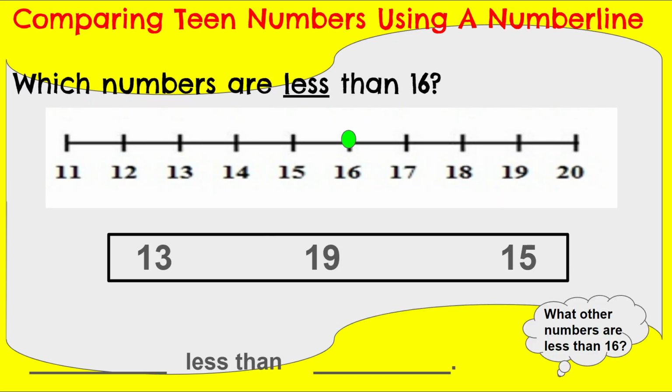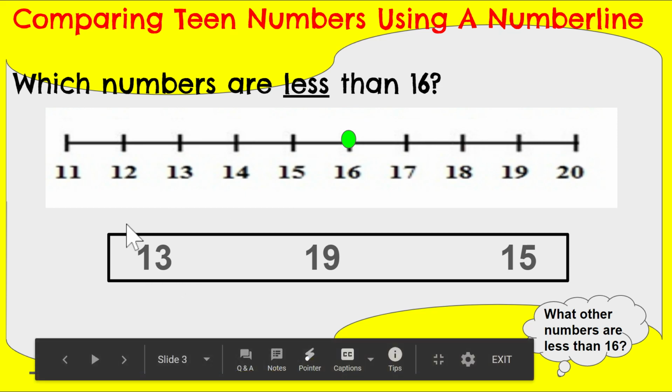So here's our number line. First, we have to read our question and find out what is it asking. Which numbers are less than 16? So we see our green dot is on the number 16 on our number line. So anything over here to the left are my numbers that are less. These numbers on my number line are smaller. But if I go this way, my numbers start getting greater. They start getting larger. So we have the numbers 13, 19, and 15.